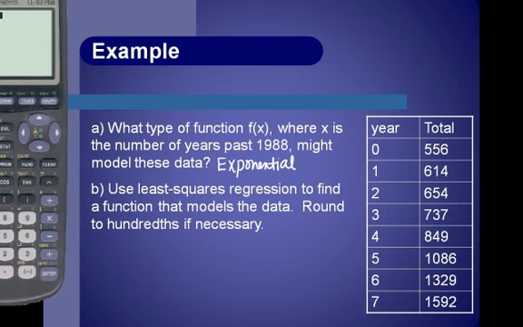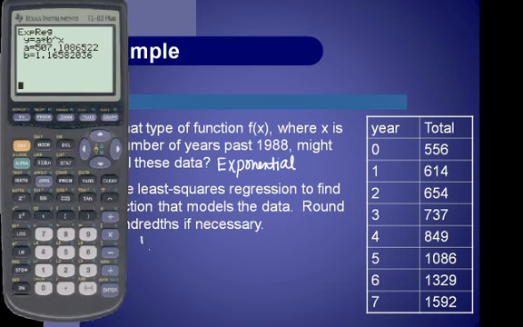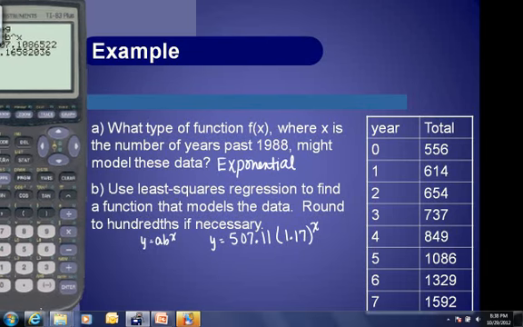Then it says use the least squares regression to find the function. Well, that's what we just found. So when we press enter for exponential, our standard formula is y equals ab to the x. So when we plug our numbers in, we're going to get y equals 507.11 times b, which is 1.17 to the power of x.